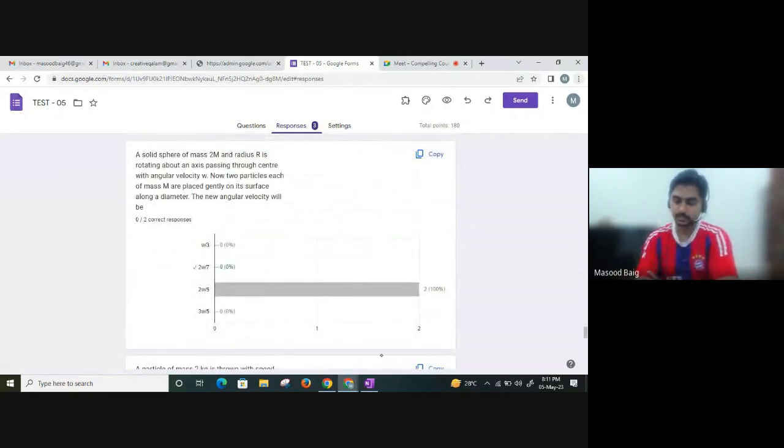Let us see this case. A solid sphere of mass 2m and radius r is rotating about an axis passing through its center with angular velocity omega. Now two particles, each of mass m, are placed gently on its surface along the diameter. What is the new angular velocity? It is a direct question only, no? You can conserve the angular momentum again.